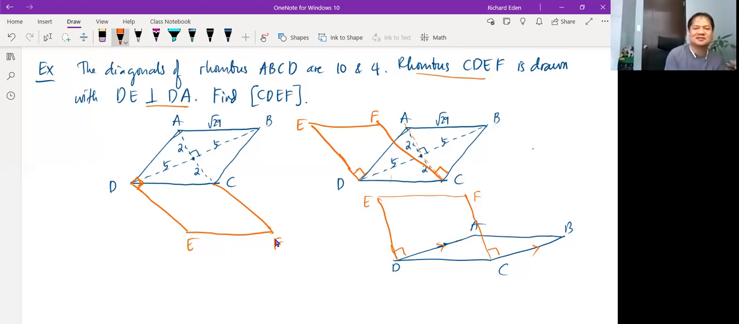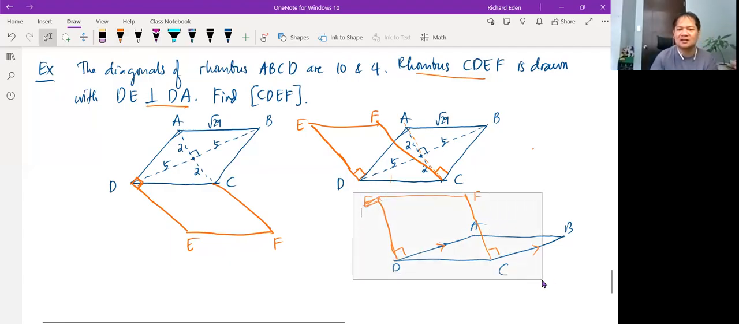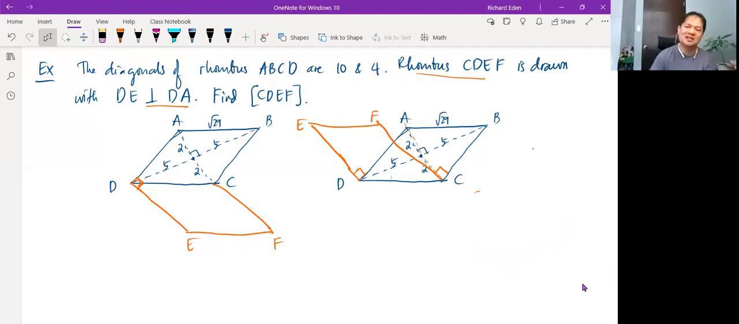Okay. It's a rhombus but doesn't have to be the same rhombus. Okay, so it doesn't have to be congruent. Okay. No, copy paste. No. Yes. No, it's just erasing it. Okay. But hey, back to the problem. Find the area of C, D, E, F.